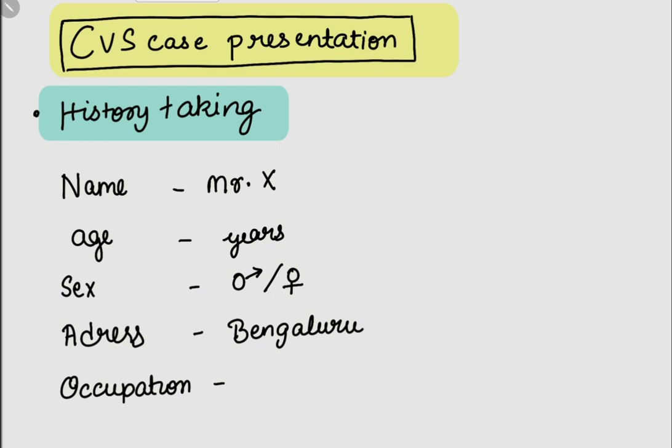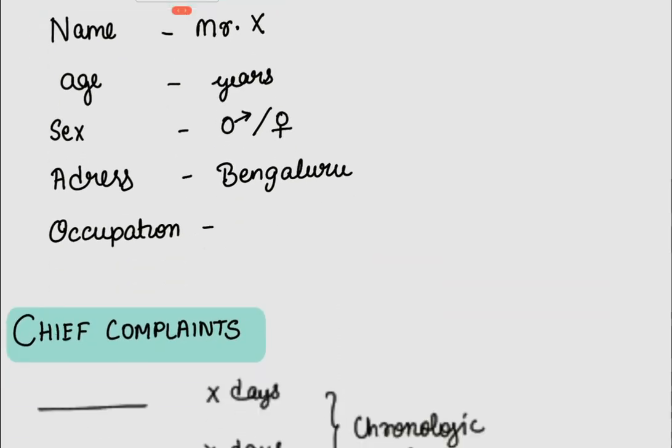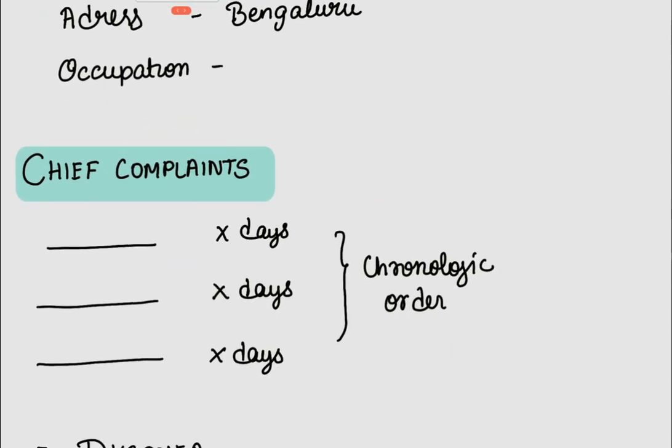To begin with, the history taking: name of the person, age in years, sex of the person, address, occupation. And next, chief complaints: so and so in so and so many days. That should be in chronological order. For example, if the patient gets breathlessness since 2 years and abnormal sensation of heartbeat since 2 months, the breathlessness since 2 years part comes first, then comes the abnormal sensation part.